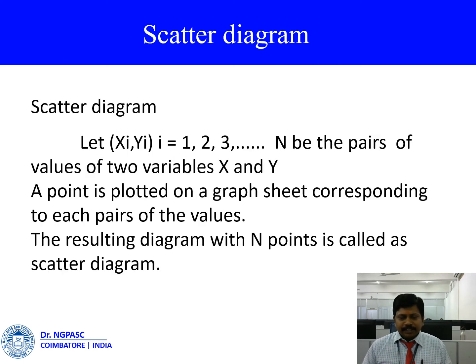Next, we have to see the heading of scatter diagram. Scatter diagram means: let the ordered pairs (xi, yi), where i varies from 1 to n, be the pairs of values of two variables x and y. A point is plotted on a graph sheet corresponding to each pair of values. The resulting diagram with the points is called a scatter diagram.